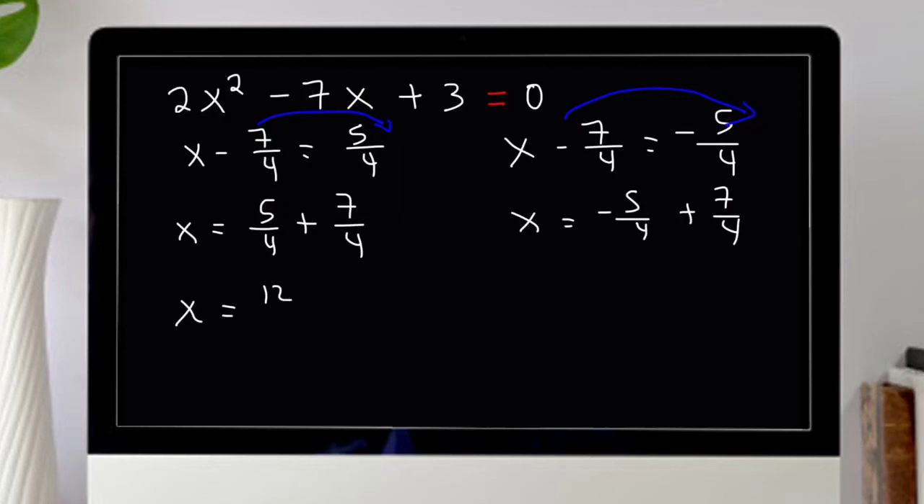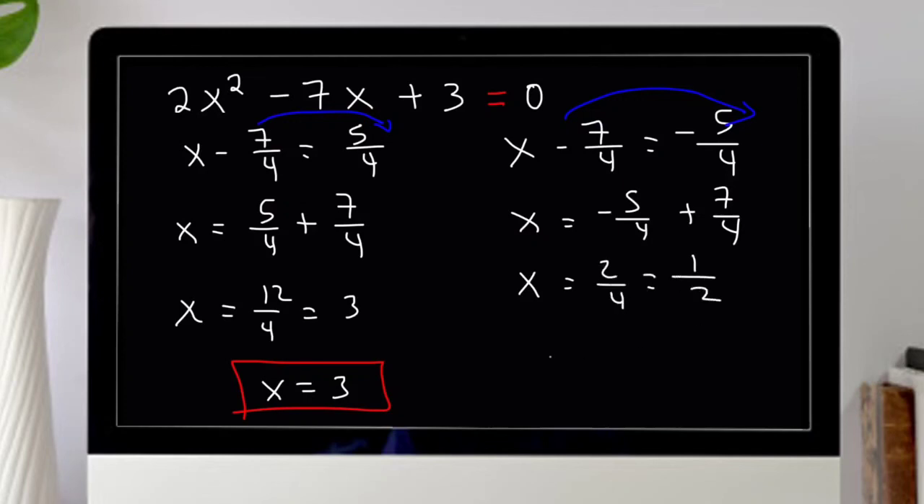5 plus 7 is 12, and 12 divided by 4 is 3. So this gives us the first answer, x is equal to positive 3. For the second one, we have negative 5 plus 7, which is 2. 2 over 4 reduces to 1/2. And so these are the two answers to this particular quadratic equation. So now you know how to solve quadratic equations by completing the square.